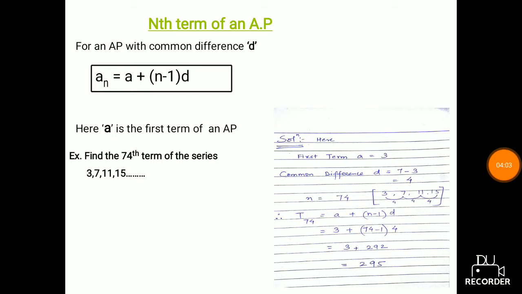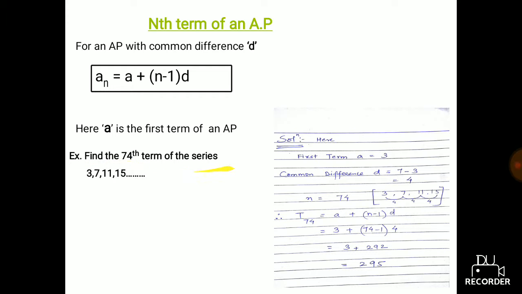Our next topic is the nth term of an AP. For an AP with common difference D, we have a formula, and this is the formula: an, that is the nth term, is equal to a plus (n minus 1) D. Here a is the first term, D is the common difference, and n is the term which we have to find. Let's clear it by an example.